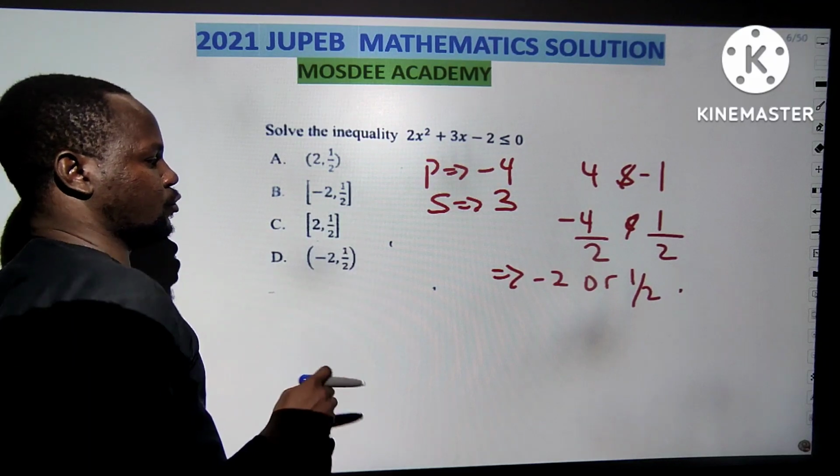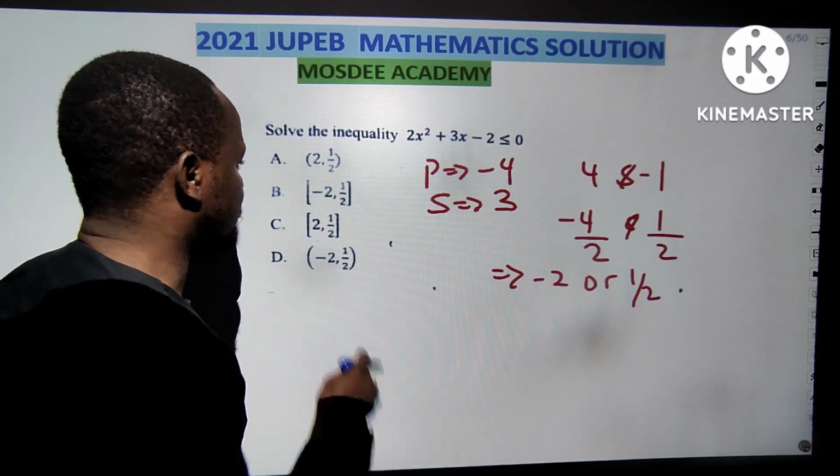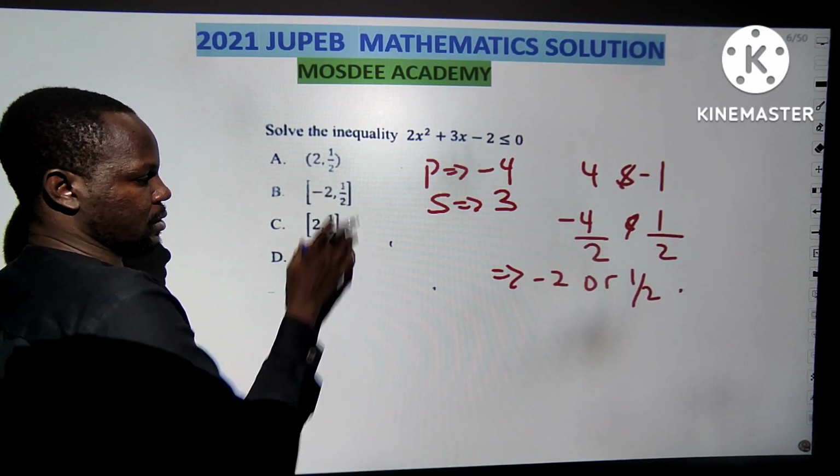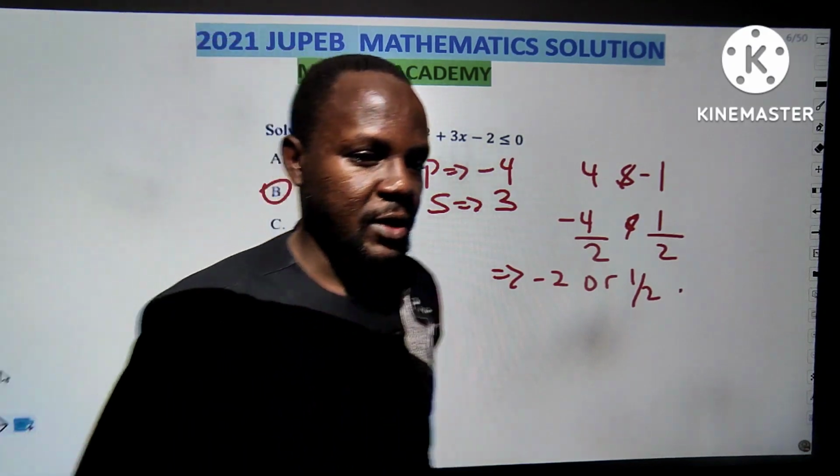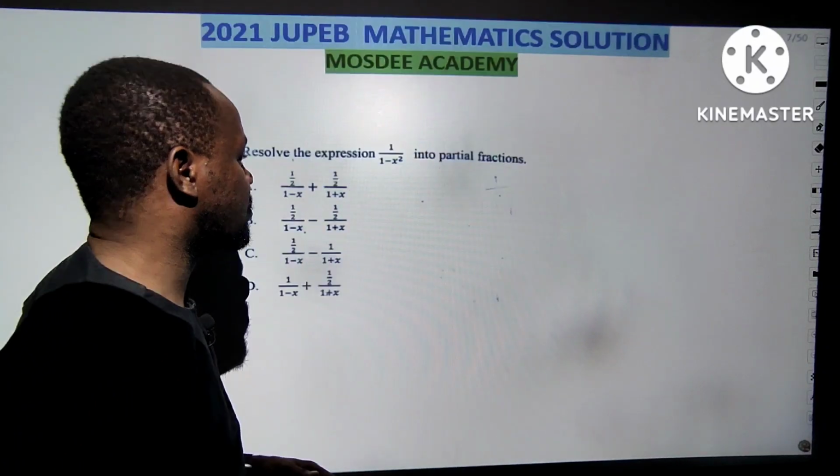And that is where the issue comes. I think it's a typographical error from my admin, because I'm saying negative 2 and 1 over 2. So any one you want to pick. I think I like B more than D. So I'm going for B. The next question. Thank you, admin.